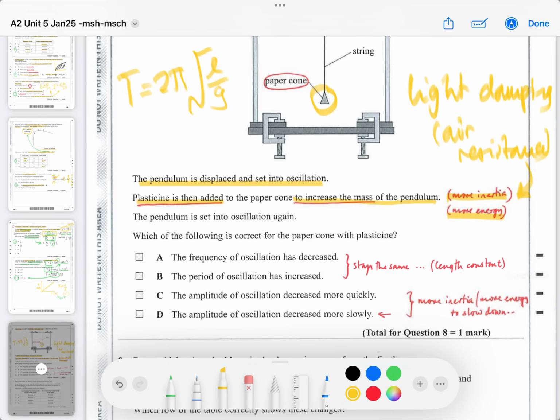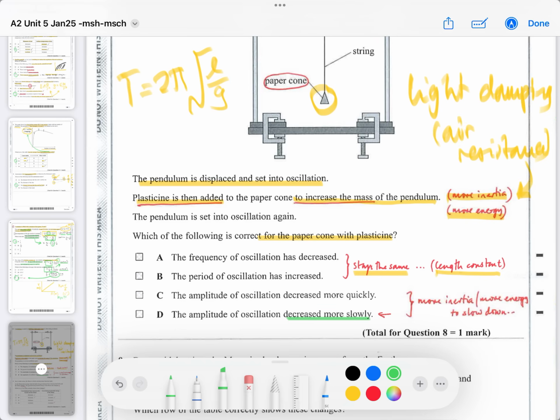So the pendulum sets into oscillation again, and it says which of the following is correct for the paper cone with the plasticine, okay? The frequency has decreased, no, it stays the same as I explained, because it's all to do with only the length being constant. Gravity hasn't changed, 2 pi hasn't changed. So it's going to be C or D, and it says the amplitude will decrease more quickly. Well, if there's more mass, it's got more energy, it's got more inertia, so it's going to take longer to slow down. So the answer is it will decrease more slowly.